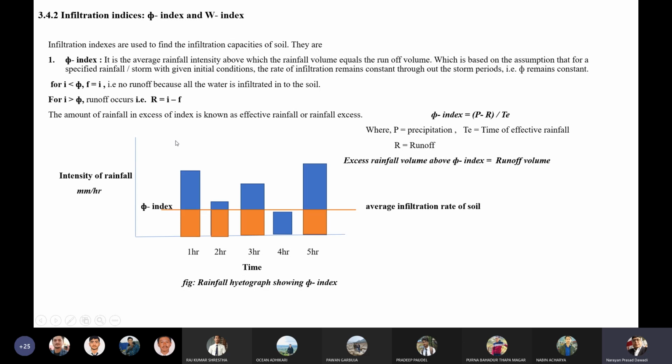The phi index is generally given by this equation. Phi index is equal to P minus R divided by T, where P is precipitation, R is runoff, and T is the time of excess rainfall. That is, only the rainfall that can produce runoff is considered. If you can see in the figure, this is the figure of the hyetograph.